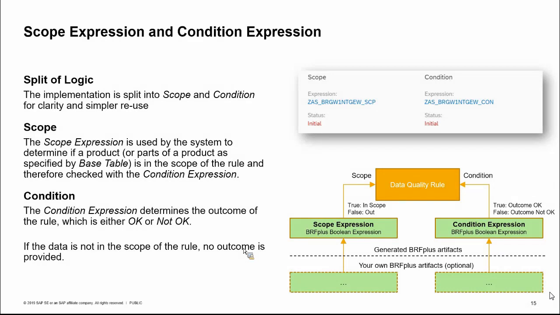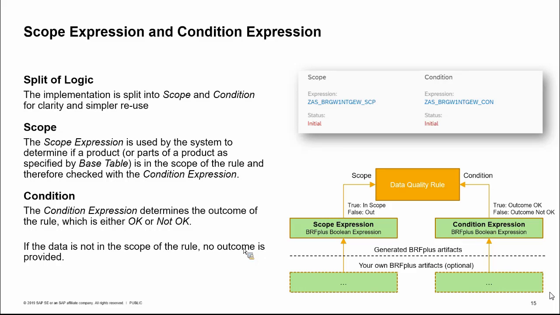So, when you implement the rule, we chose the approach to have dedicated expressions, BF plus expressions, that cover those aspects of scope and condition. So one expression is used by the system to determine if a product or business partner, whatever, is in the scope of the rule, and therefore will be checked with the condition expression. And then we have the condition expression that performs the actual check, whether that piece of data that is in the scope of the rule is okay or not okay. And as you see in the diagram on the lower right corner, the outcome of the scope expression is either true, then the data is in scope, or false, then it's not in the scope. Then the condition expression determines the outcome of the evaluation, whether it is okay or not okay.